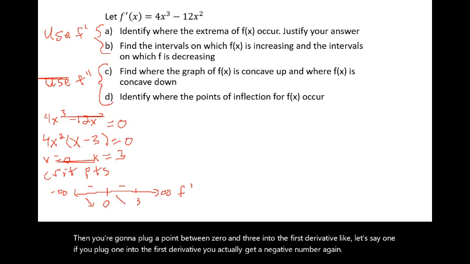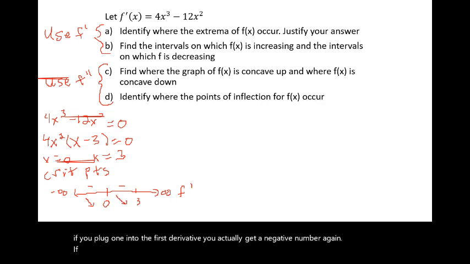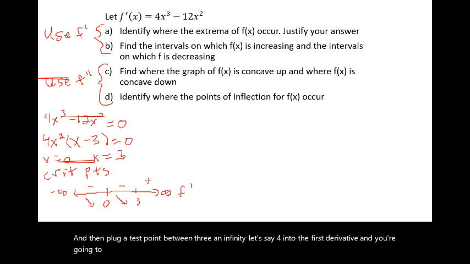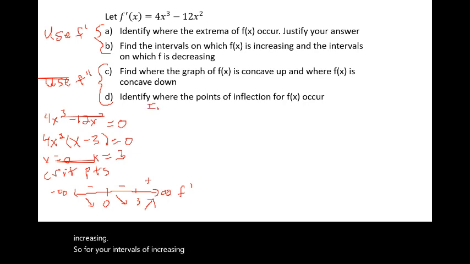So if the first derivative is negative, the function is decreasing. And then plug a test point between 3 and infinity, like let's say 4, into the first derivative, and you're going to get a positive number. If the first derivative is positive, that means the function is increasing. So for your intervals of increasing and decreasing, it is actually increasing on 2 intervals.